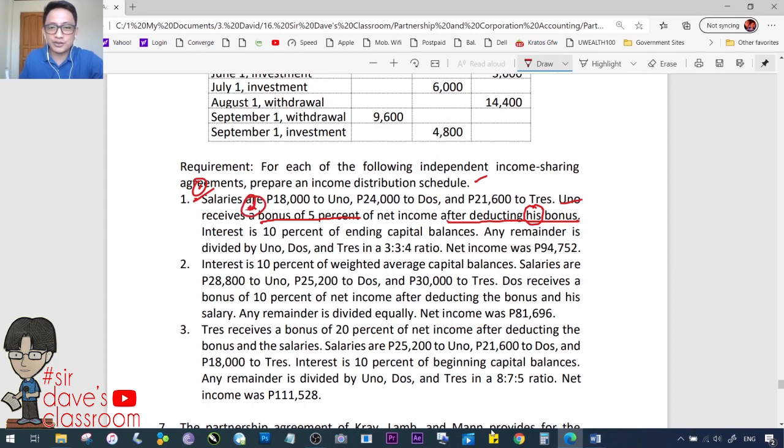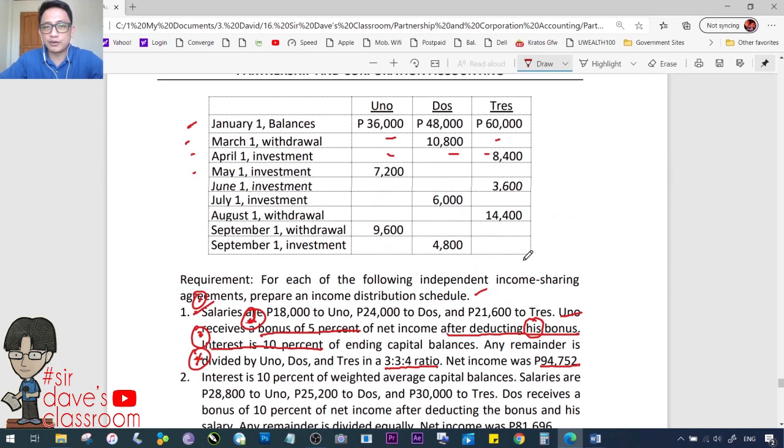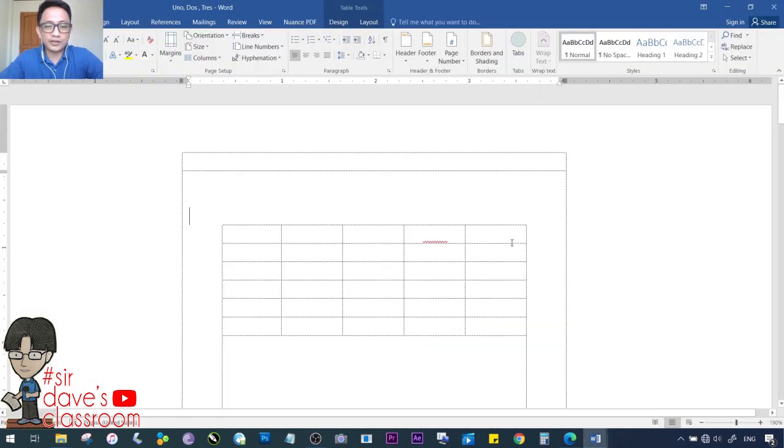Number 2 provision, interest, meron din. 10% of ending capital balances. That is the 3rd provision. Any remainder is divided by 1, 2, and 3 in a 3:3:4 ratio. That is the 4th provision, division of the balance. Net income was 94,752. So, I prefer to go to a separate sheet. Tandaan mo yung problem, pati yung requirement para mas organized at maganda yung flow ng ating discussion. Alright? So, this is our solution for requirement number 1.